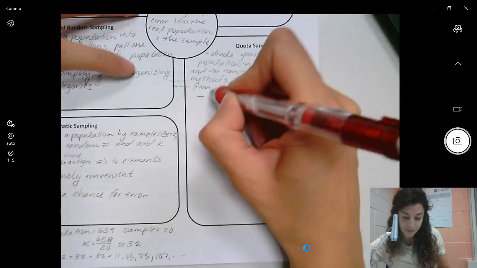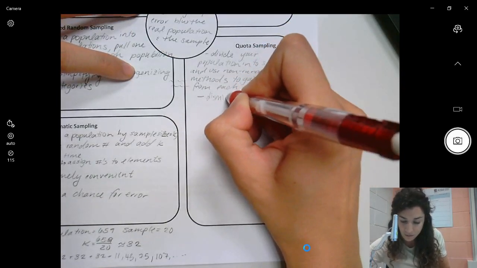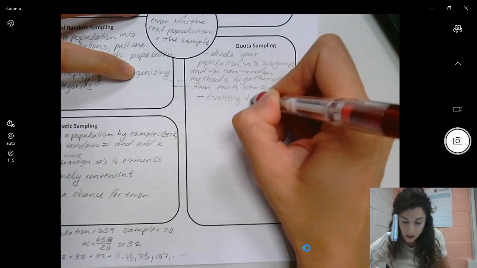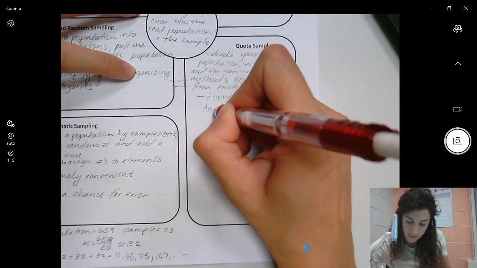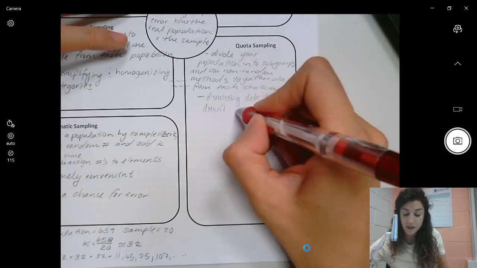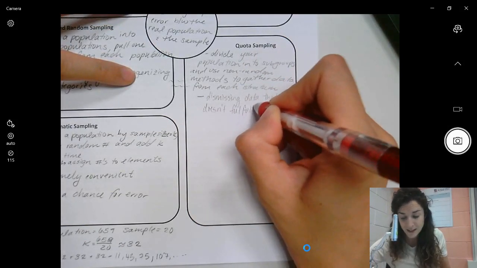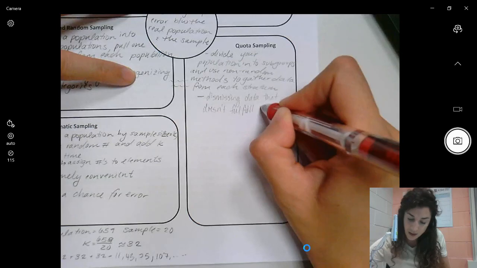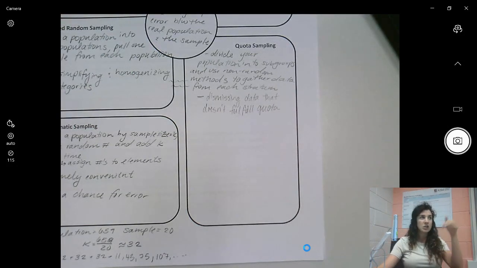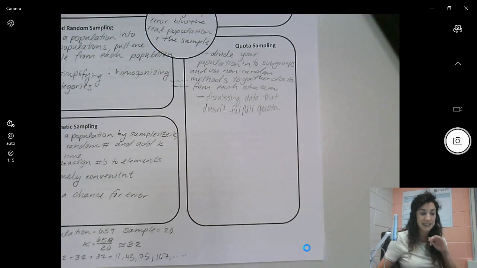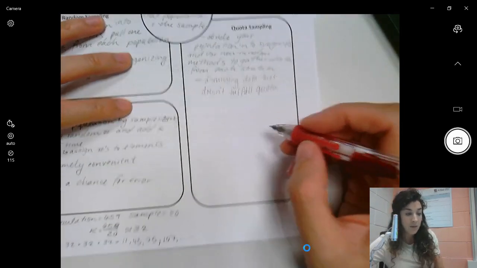So dismissing data that doesn't fit into the category, that doesn't fulfill the quota that you were looking for. Maybe you've already gotten enough 9th graders and then you start to dismiss the 9th graders who are participating because you just really want to focus on the 12th graders. So that's quota, because it's not random.